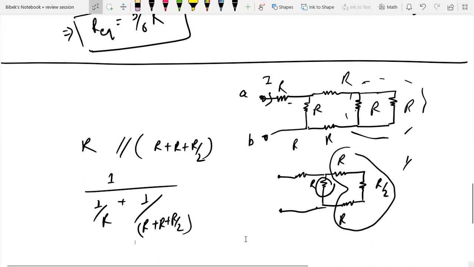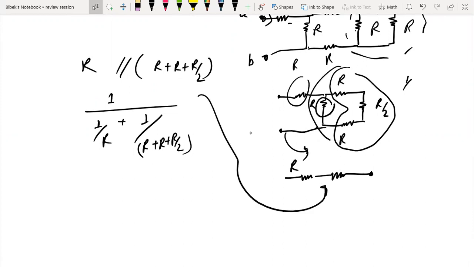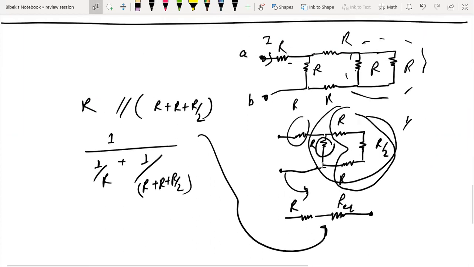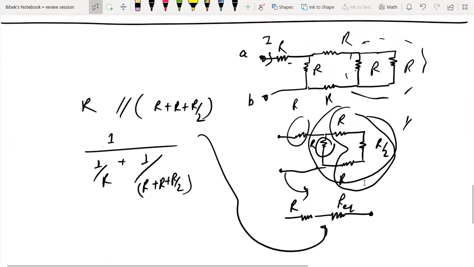And now if you further reduce it, you have this resistance, right? And another resistance. Okay, you can just make this one like this. So you have R and resistance that is coming from here. Let me call that R equivalent, and you just add those two because these are in series. So you can also find the equivalent resistance like this.